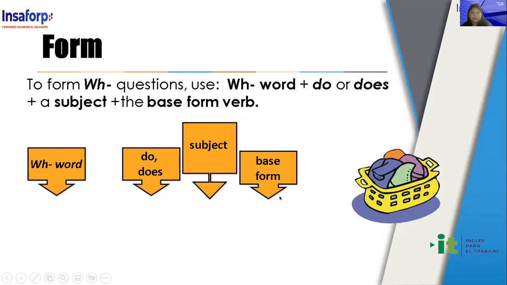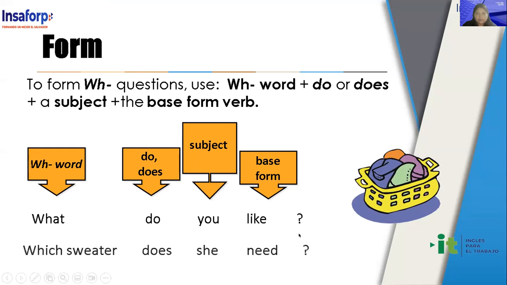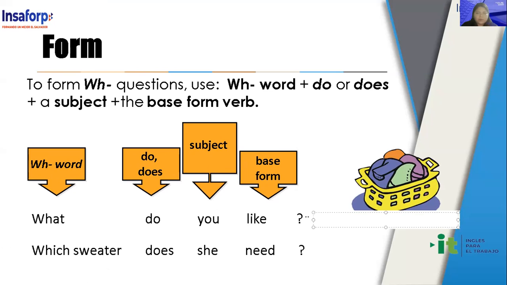So now let's study a little bit the form. To form double H questions, we use double H word plus auxiliary verbs, do or does, plus the subject and the base form of a verb. So let's check it. What, do or does, subject, you like. What do you like? So who can tell me, what do you like? Which sweater does she need? So what could be my answer? What do you like, guys? I like... So what do you like? ¿Qué le gusta?